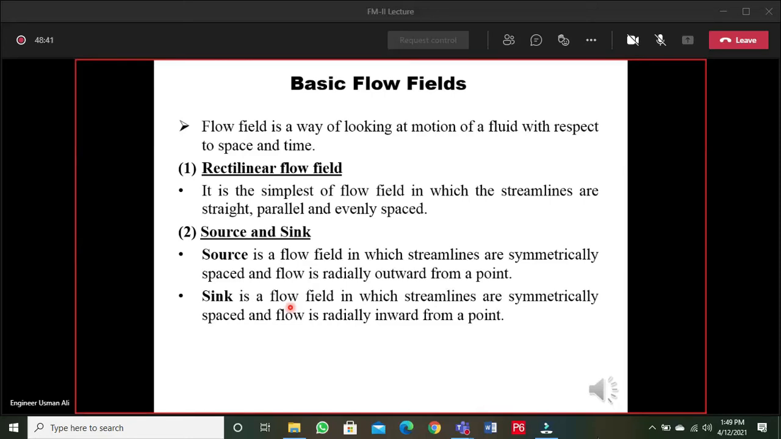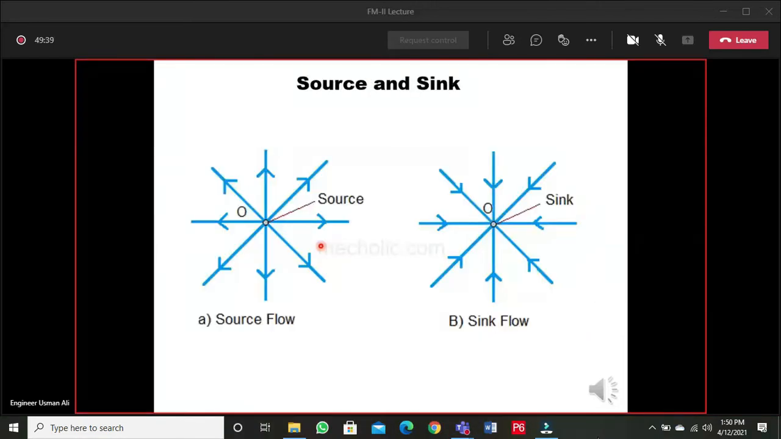So it is a way of defining or looking at how the velocity with respect to distance or space and time is varying in a flow field, that is the flow that is called a flow field. There are two basic flow fields. One is the rectilinear flow field, another is the source and sink. Rectilinear flow field, as you can see in the figure, it is the simplest of the flow fields from a point. So this is the source.